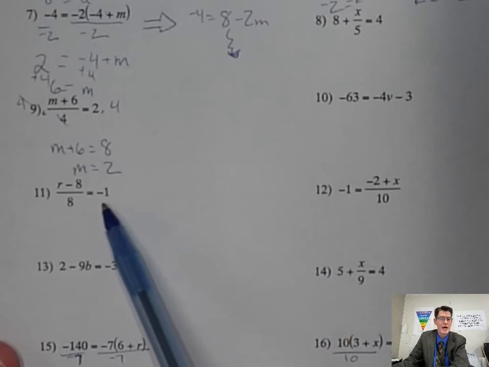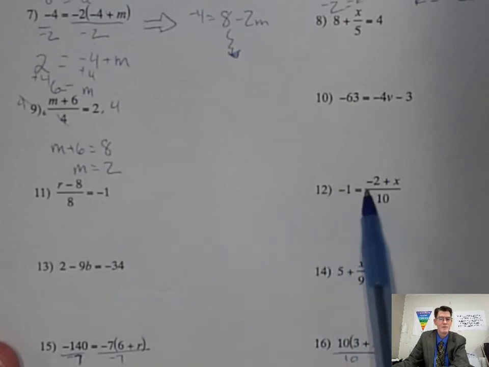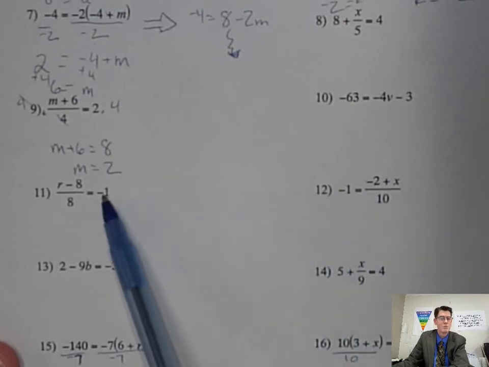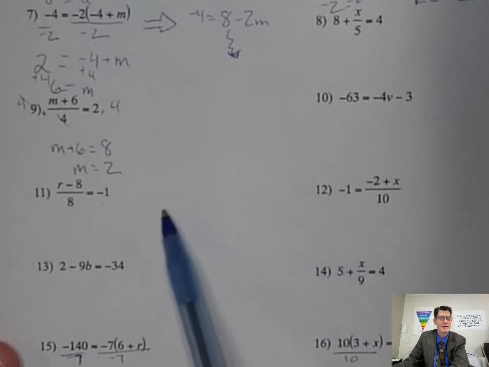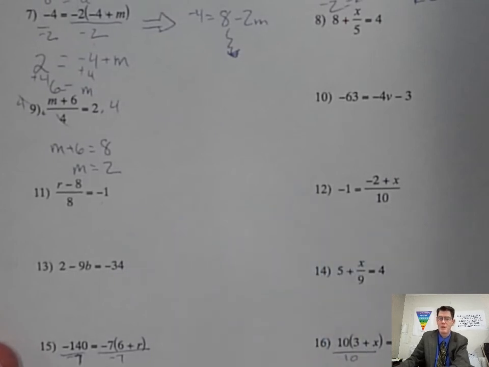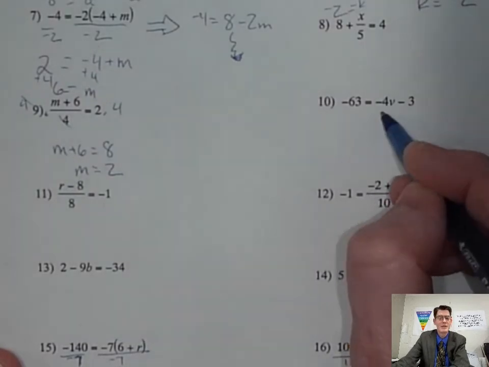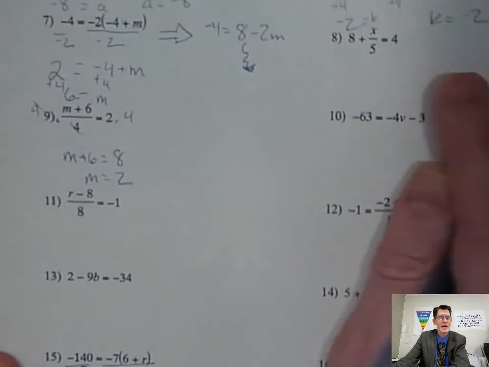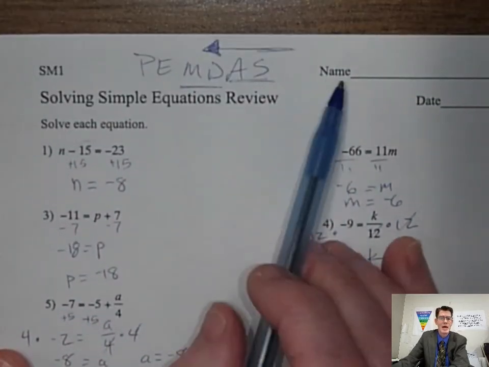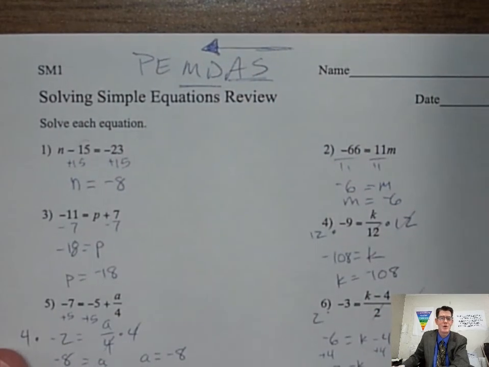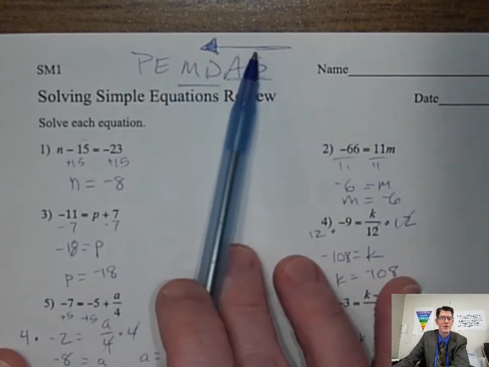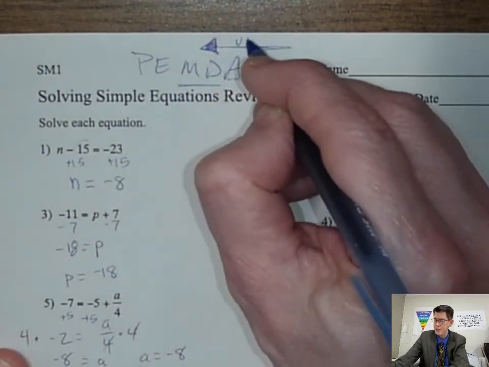Same thing with 11 and 12. If you multiply by 8 and multiply by 10 on these as your first step, that will help get that taken care of. On number 10, to get this v alone, we first of all don't divide. We first of all undo the add and subtract. Remember, we first of all undo this add and subtract before we undo any multiply and divide. We're undoing in the opposite order.